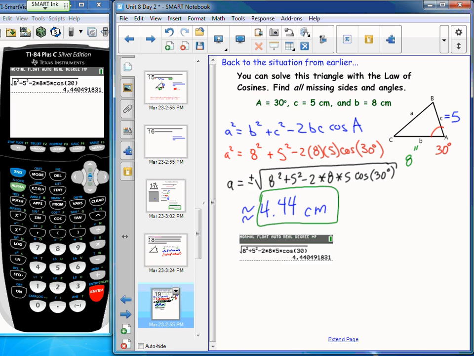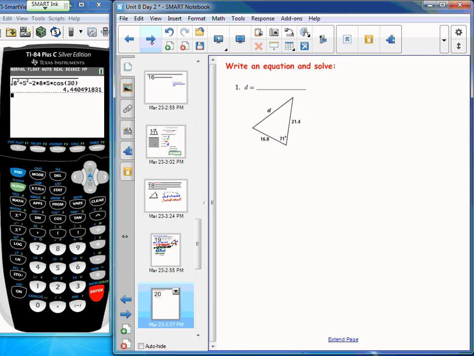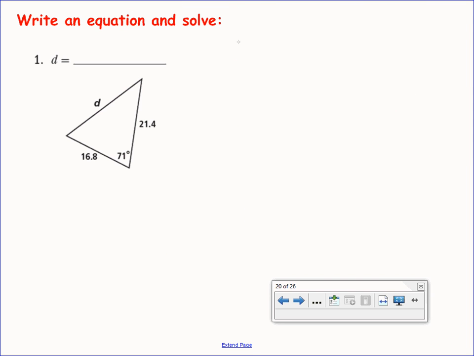Did I get everybody clicked in there? We're good? 8 squared plus 5 squared minus 2 times 8 times 5 times cosine of 30. Hey, awesome. What questions do you have about this first one? So that was the one we had already investigated before. Now let's go ahead and take a look at a couple more.